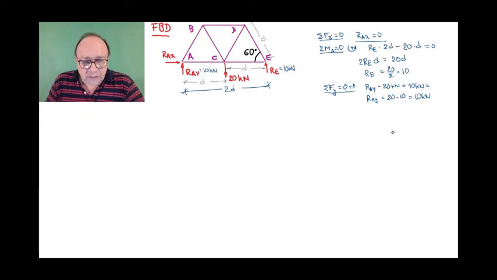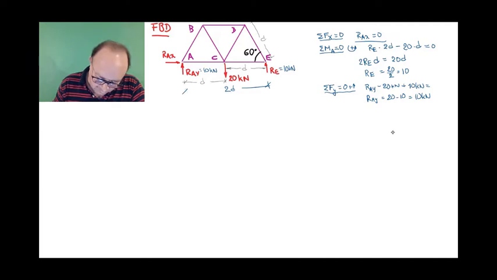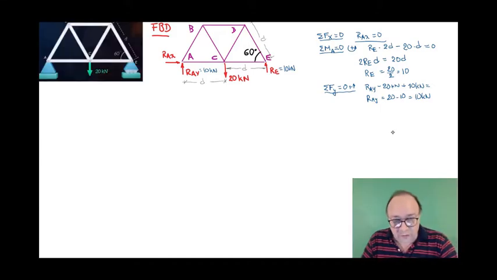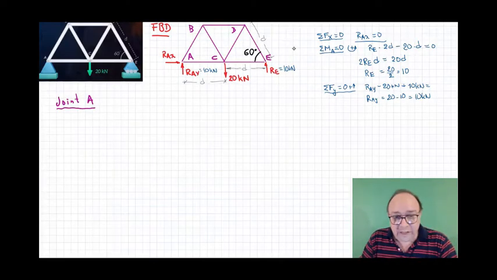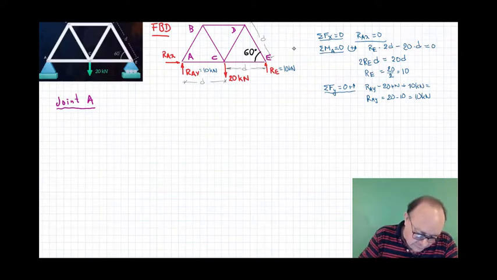Remember, each joint provides only two equations, so we can only go for joints that have two unknowns. If a joint has more than two unknowns, you have to move to a different one before you can tackle that one. So here we can start by analyzing joint A. You have to draw a free body diagram of each joint. So here we have joint A. The free body diagram of joint A will be like this.